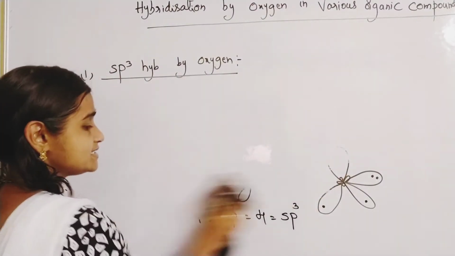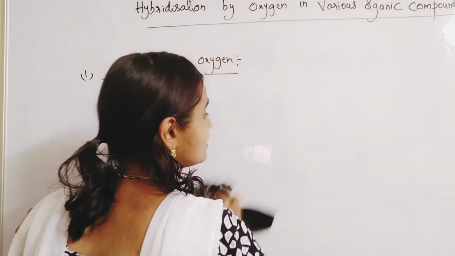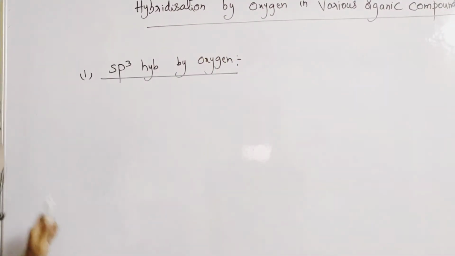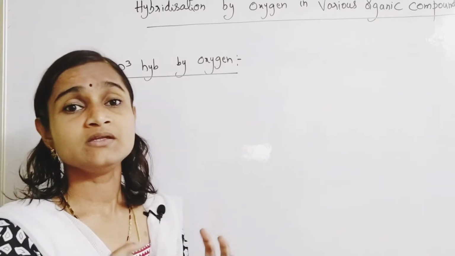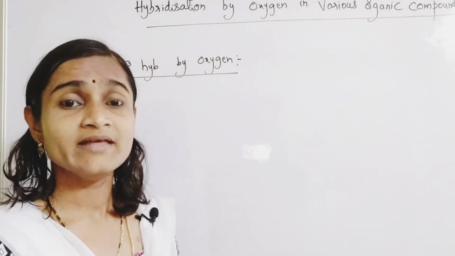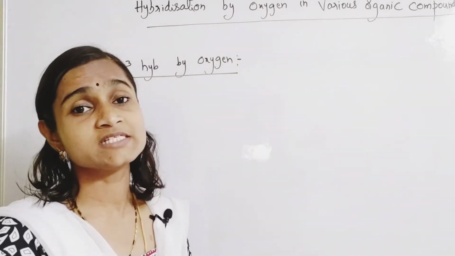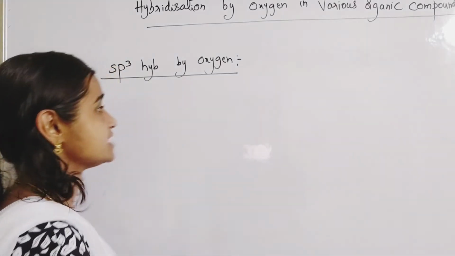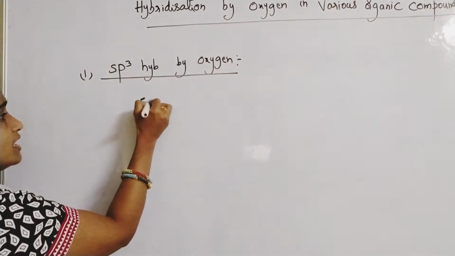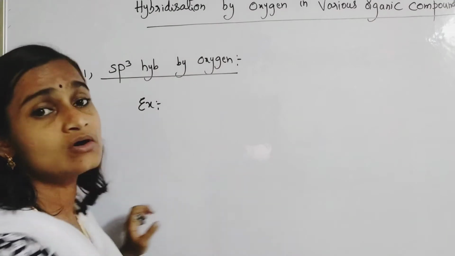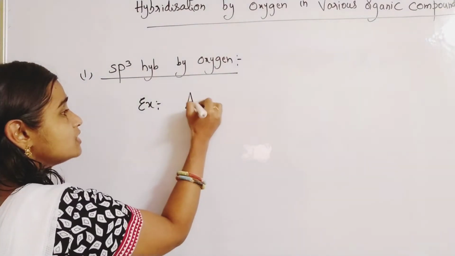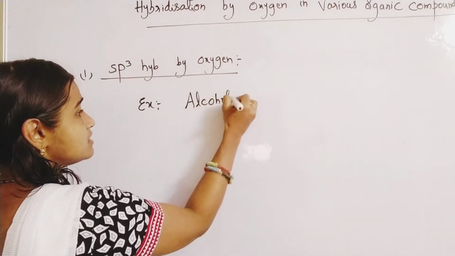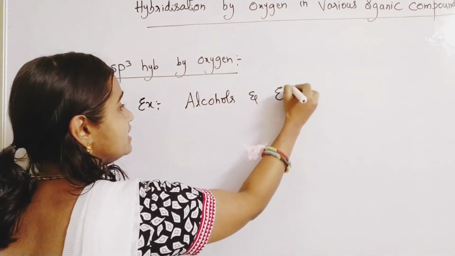Let us see the examples for this. Mostly alcohols and ethers. Oxygen present in alcohols and ethers will exhibit sp3 hybridization of this type. So the examples where oxygen exhibits sp3 hybridization are alcohols and ethers.